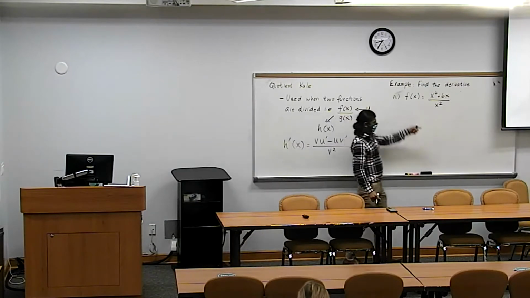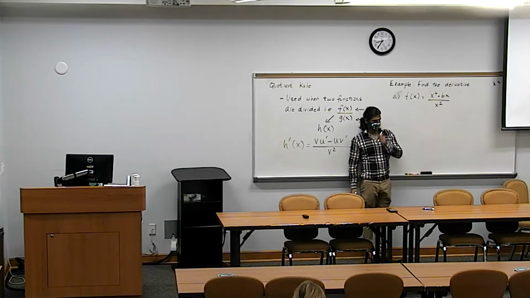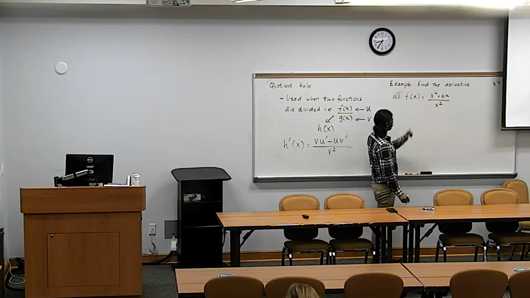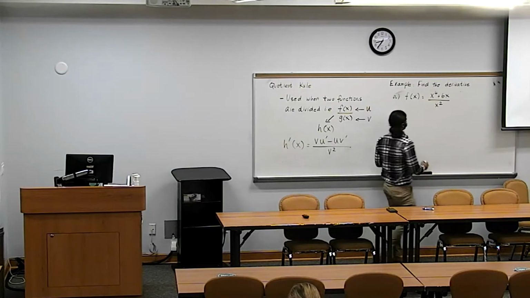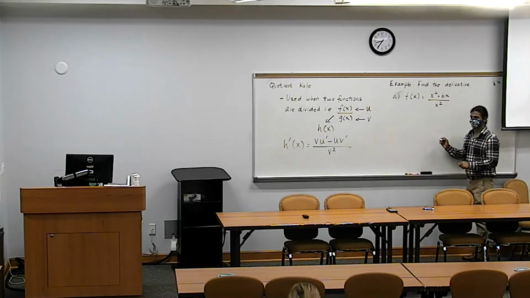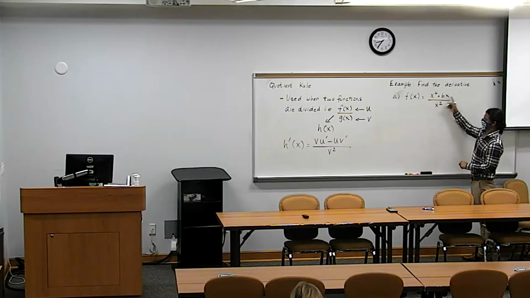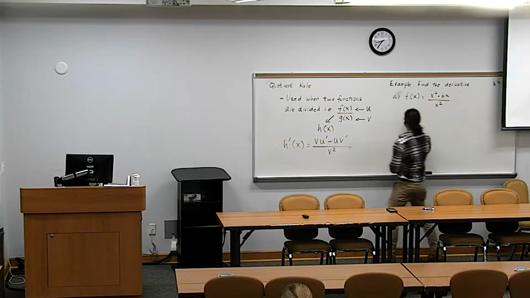Do we have a quotient? Yes. So what is u? X to the fourth plus 6x. The numerator, which is x raised to the 4.